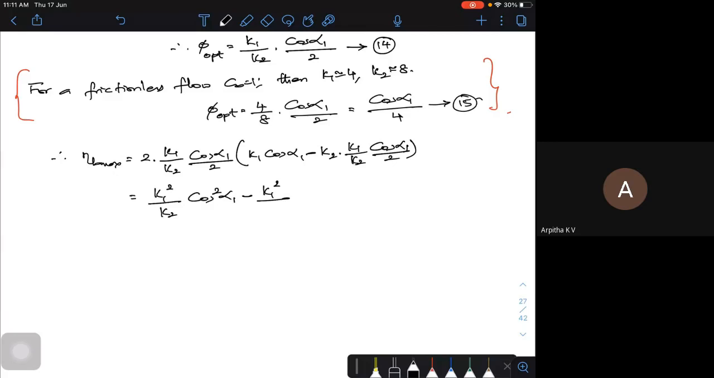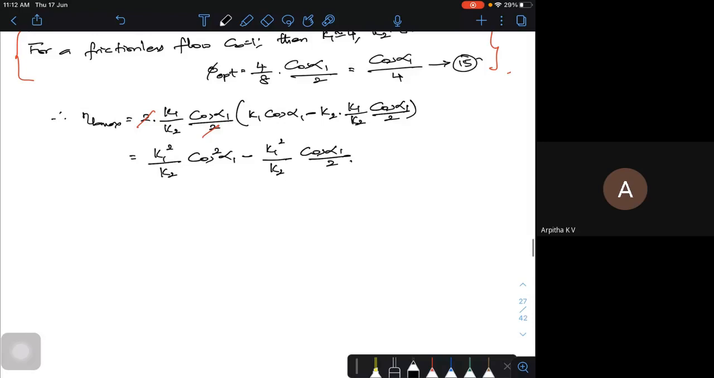And what else is there? So K1 square, I have 2. So 2 will just go off here. I'm left with only K1 square divided by K2 into cos alpha 1 by 2. Or I can write simply this one, K1 square by K2 into cos alpha 1.